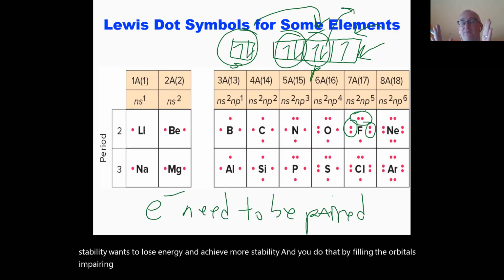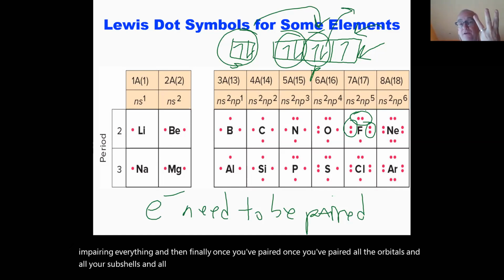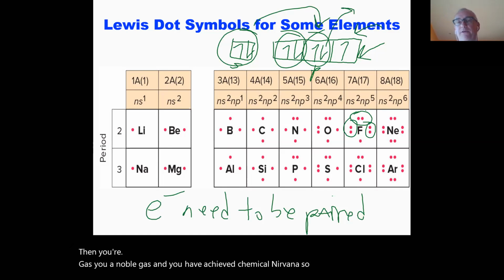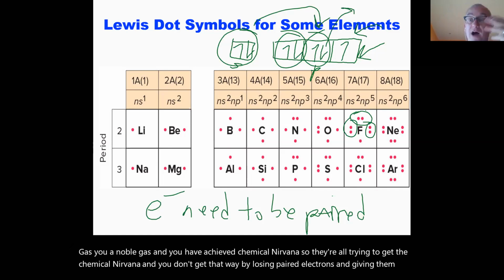And then finally, once you've paired all your orbitals and all your subshells and all your shells, then you're a noble gas. You've achieved chemical nirvana. So they're all trying to get to chemical nirvana, and you don't get there by losing paired electrons and giving them away. You pair unpaired electrons. That's how you get there.